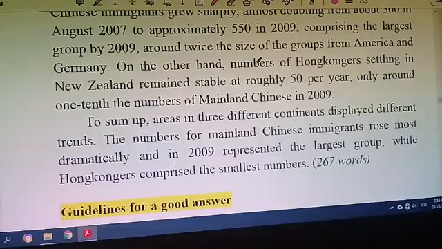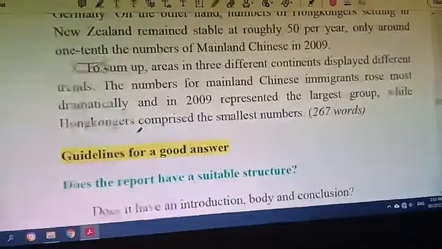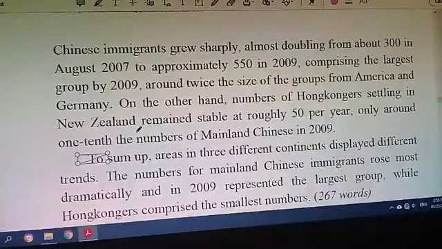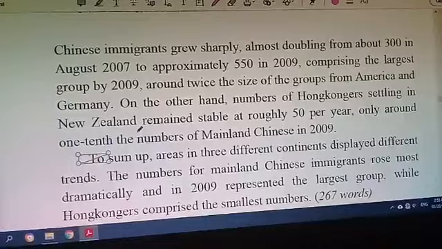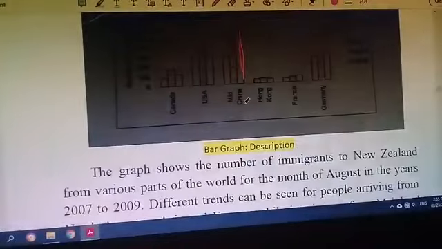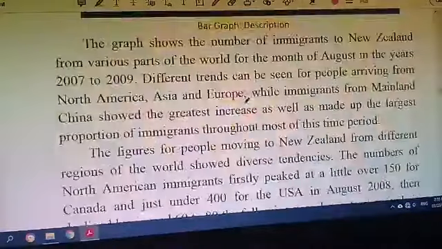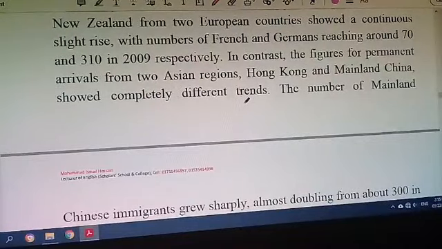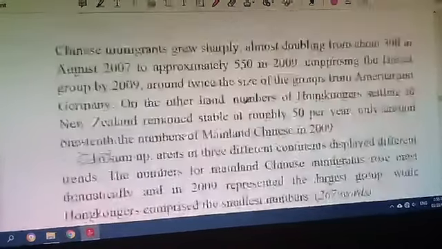And last of all, to sum up, areas in 3 different continents displayed different trends. The numbers for mainland Chinese immigrants rose most dramatically and in 2010 represented the largest group, while Hong Kongers comprised the smallest number. So dear students, you can see here how to write about a graph. That is a bar graph. Now I will show you another graph.